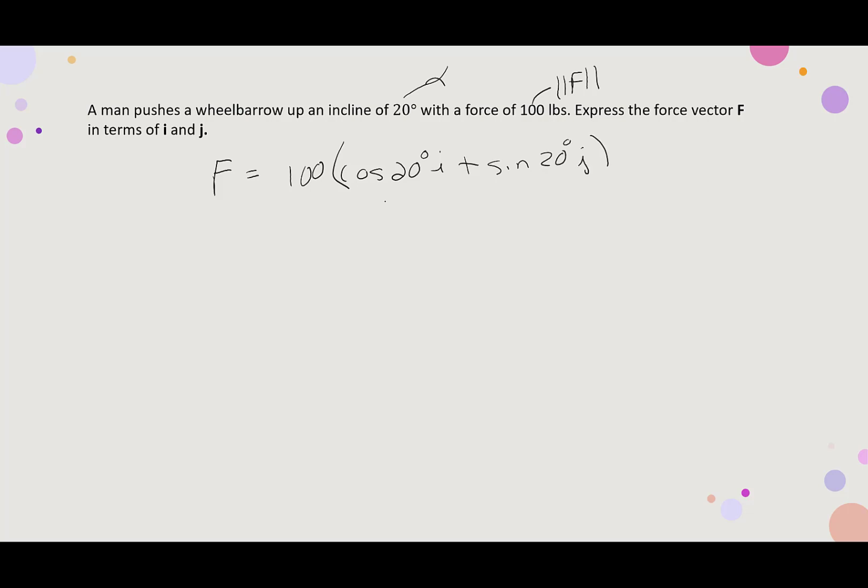And then you need to grab the calculator because 20 degrees is not something that we do normally. So let's do 100 cosine of 20, and that says 93.97 I, and then I have 100 sine of 20, and that gives me 34.20 J. So we have written this in terms of I and J, and it shows the horizontal force and the vertical force that happens when this 100 pounds is pushed at an angle of 20 degrees.